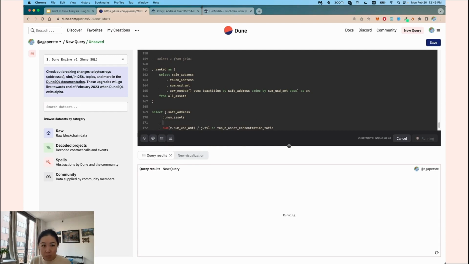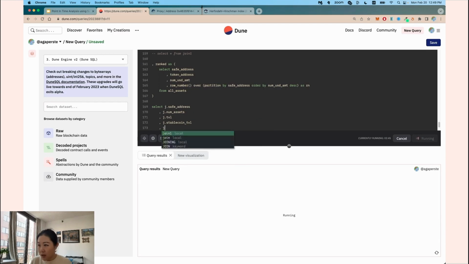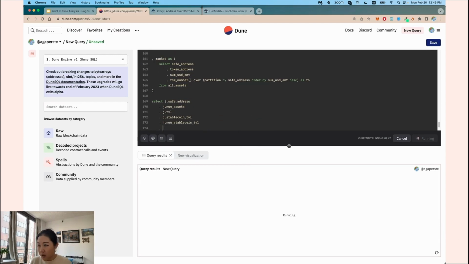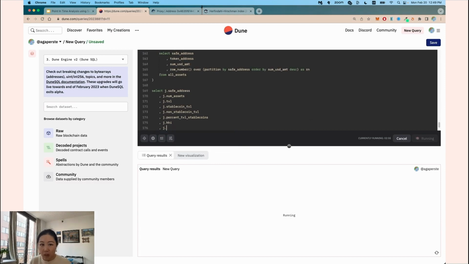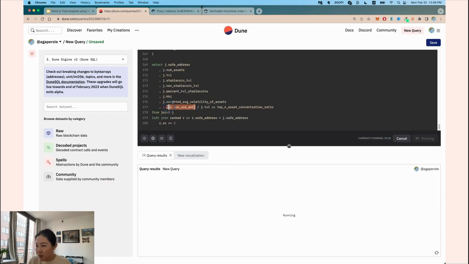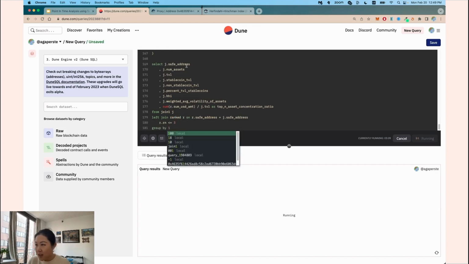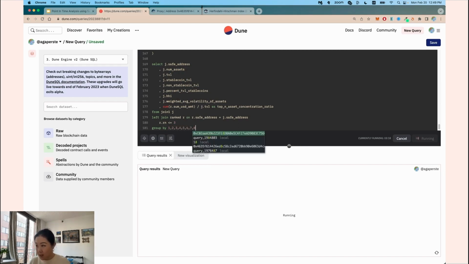Now we are ready to get j.safe address, basically all the variables that we already listed. Num assets is also what we want. Total value locked, and then stable coins total value locked, non-stable coins total value locked, and then percent total value locked in stable coins, and then HHI that we just did, and then we have the weighted average volatility of assets. Because we're still doing a group by of the top n assets, we have to finish up the group by. Okay, so 1, 2, 3, 4, 5, 6, 7, 8.